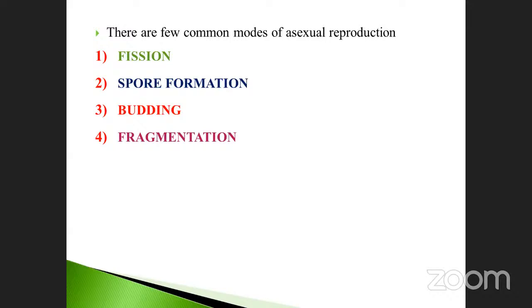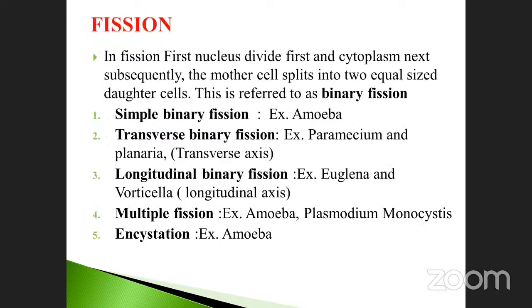See, there are a few common methods of asexual reproduction. What are the few common methods? First one is called fission. Second one is called spore formation. Third one is called budding, and fourth one is called fragmentation. These four are given in your book. You have to discuss them one by one deeply. What is fission? What are the examples for fission? See here how fissions are classified.